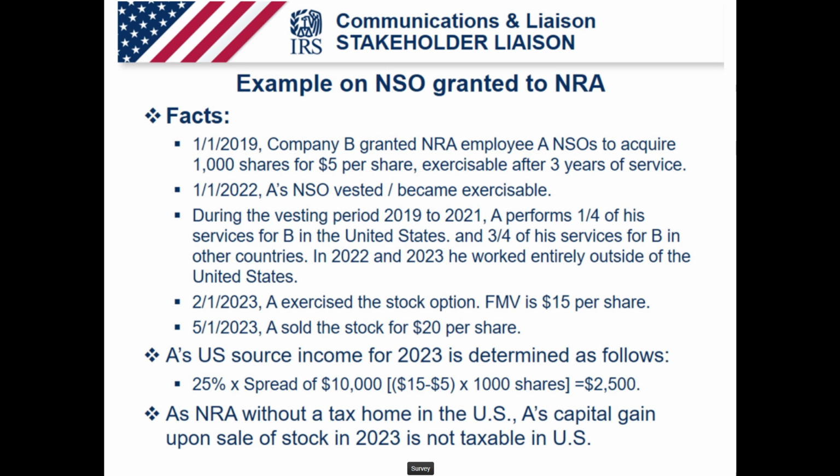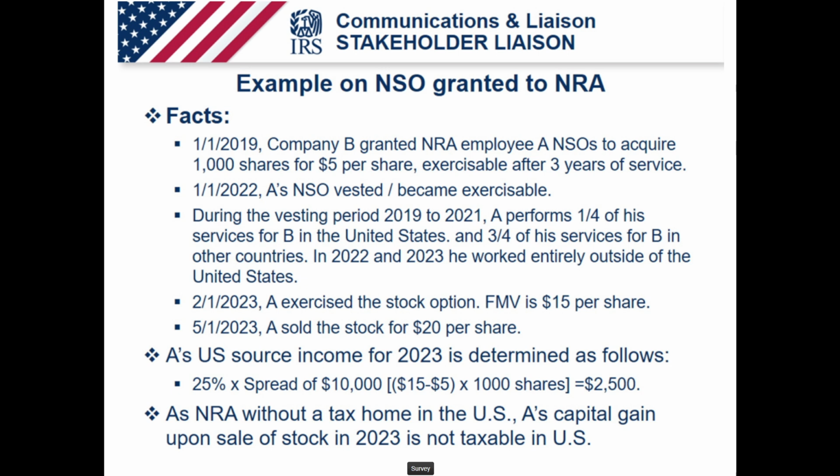The spread, which again is the difference between the offer price per share, which is $5, and the fair market value per share at the time of exercise, which is $15. Therefore, the spread is $10 per share in this example. The sourcing of non-resident alien A's services during the vesting period is 25% U.S. sourced and 75% foreign sourced.